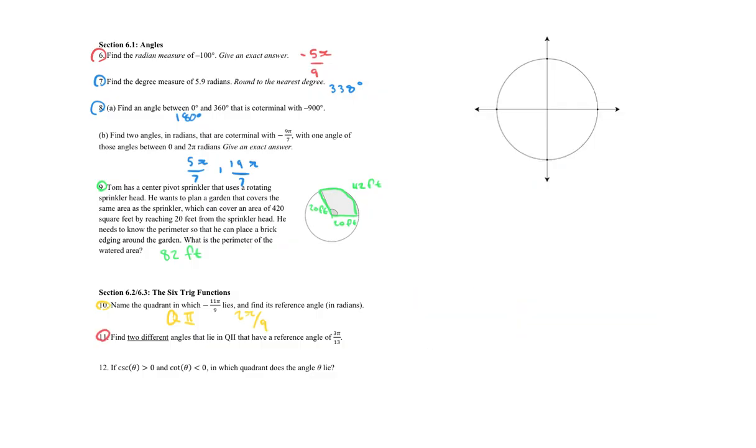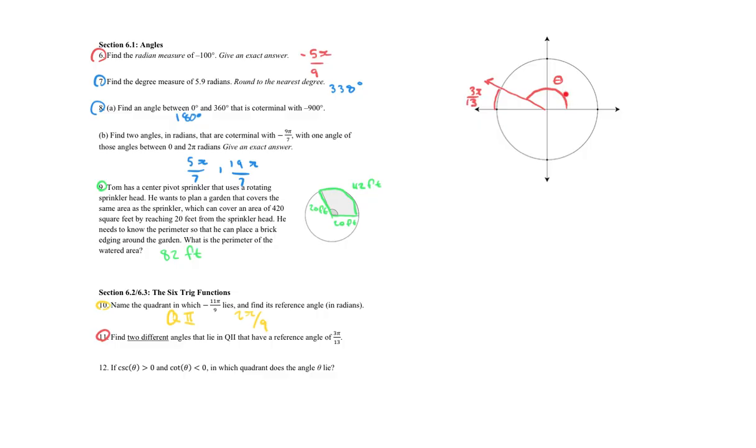In number 11, we're going to find two different angles that lie in quadrant 2 and have a reference angle of 3 pi over 13. So if it's in quadrant 2 and it has a reference angle of 3 pi over 13, let's say that this measurement here is 3 pi over 13 as a reference angle. So we might see some different angle, maybe kind of like this here. Or we're going to go all the way around like that, and that will be our angle. So we know that this here is 3 pi over 13.